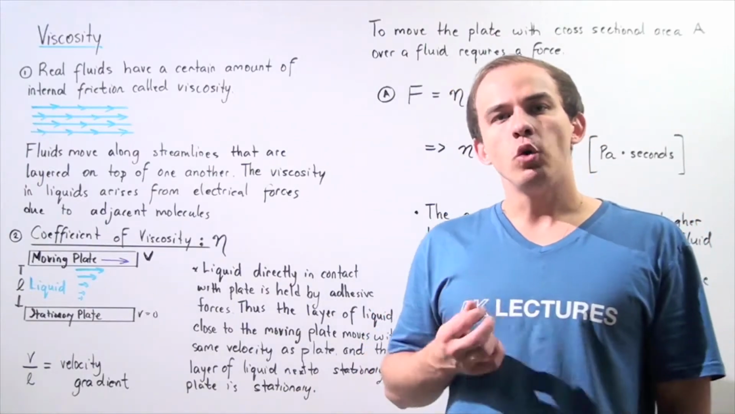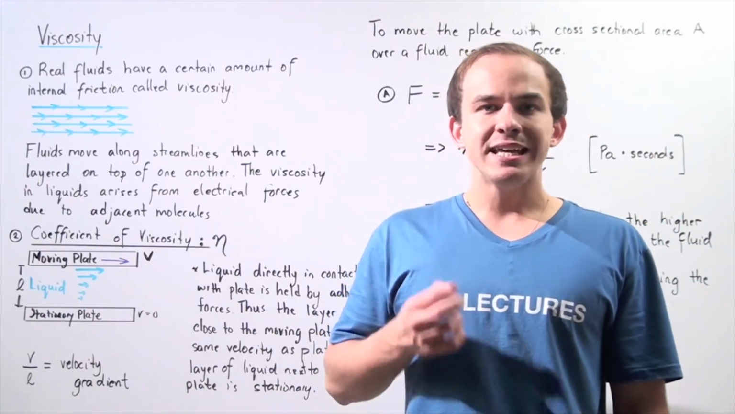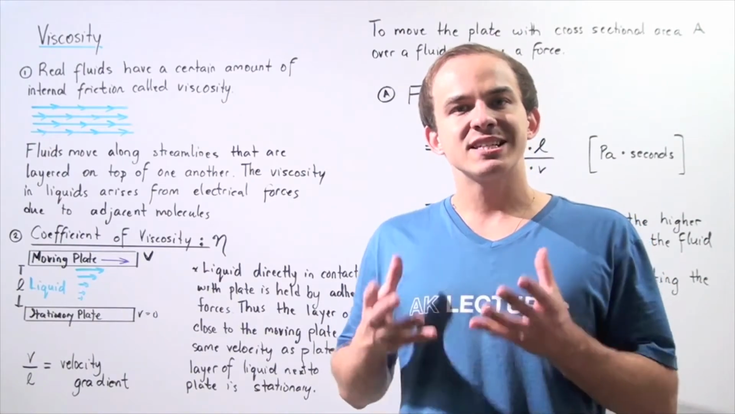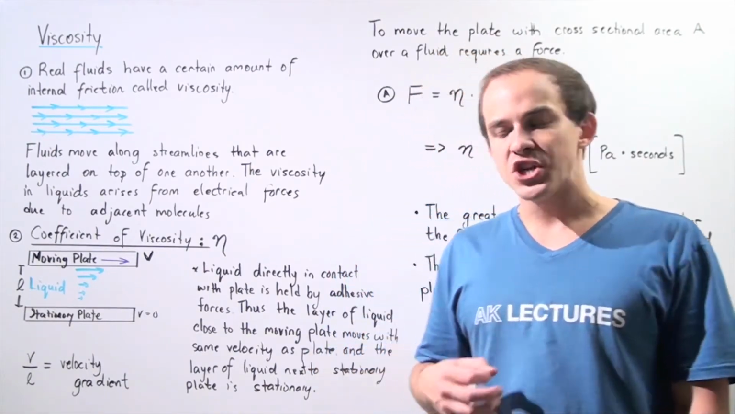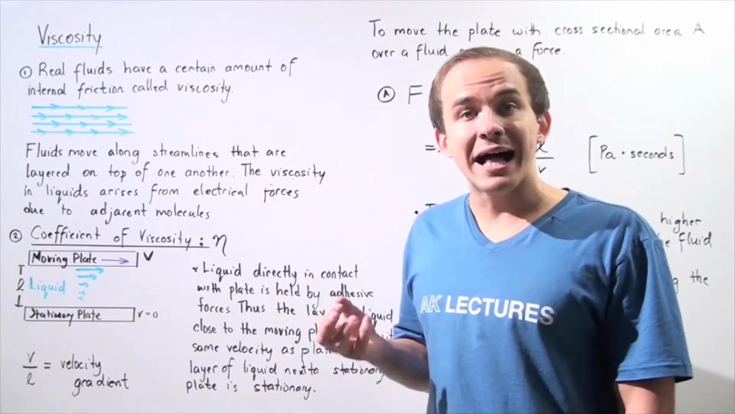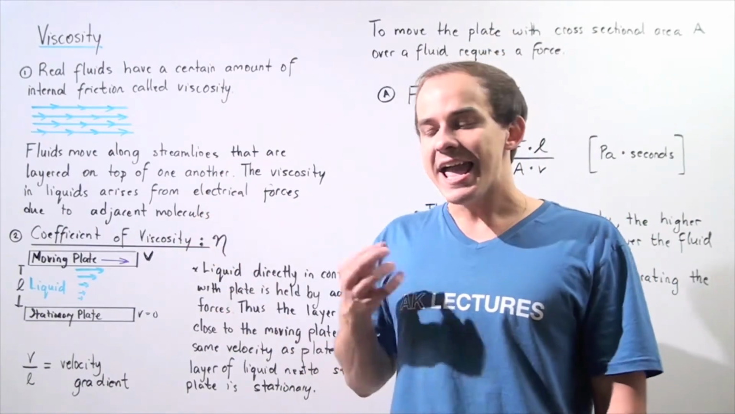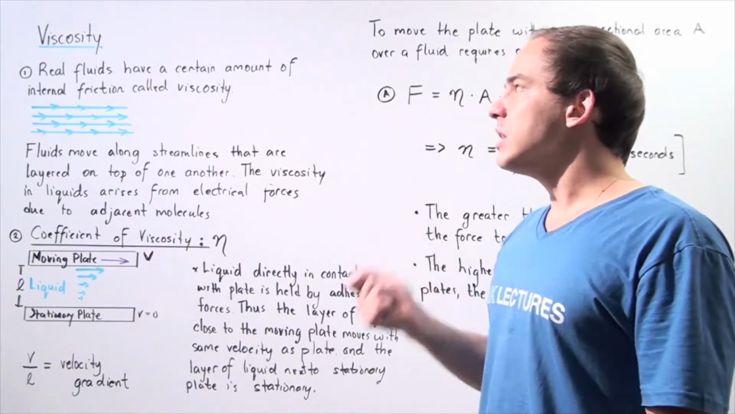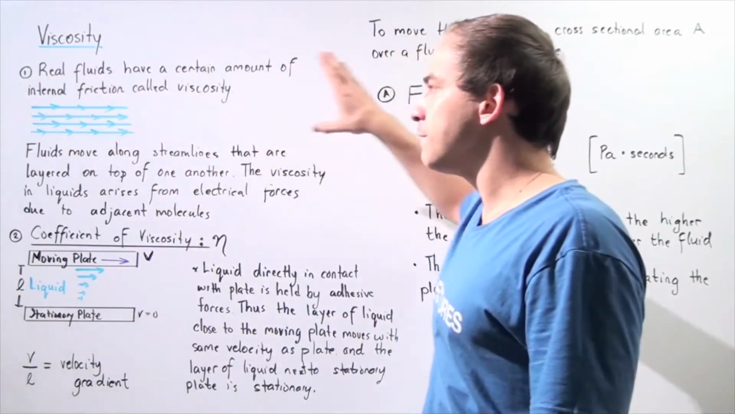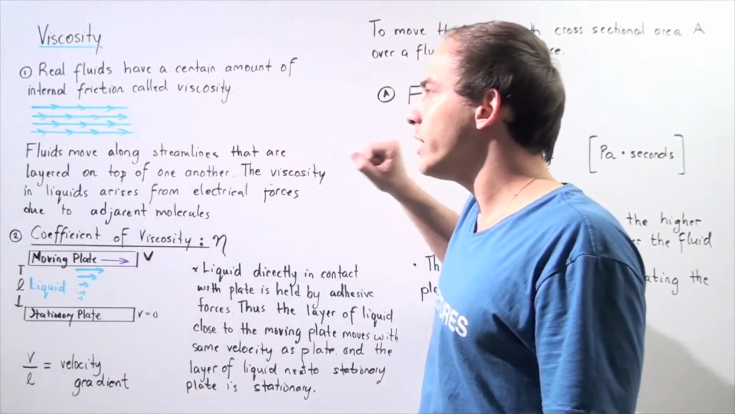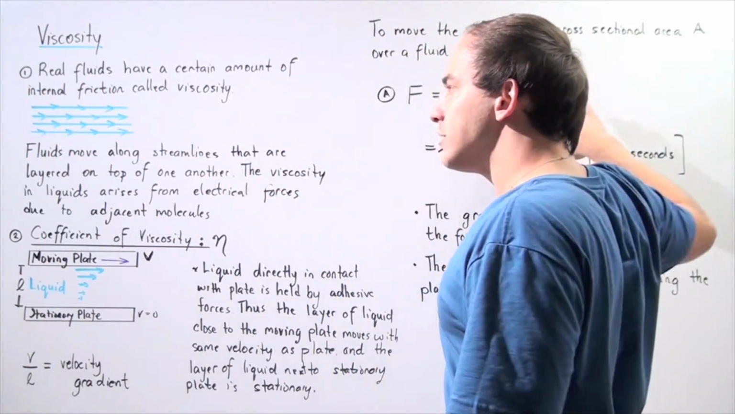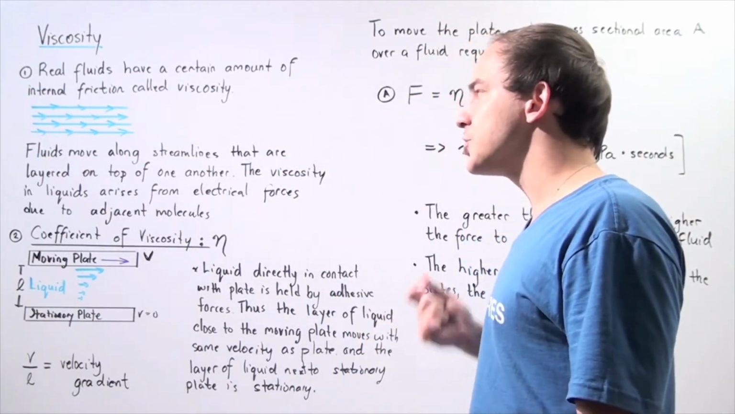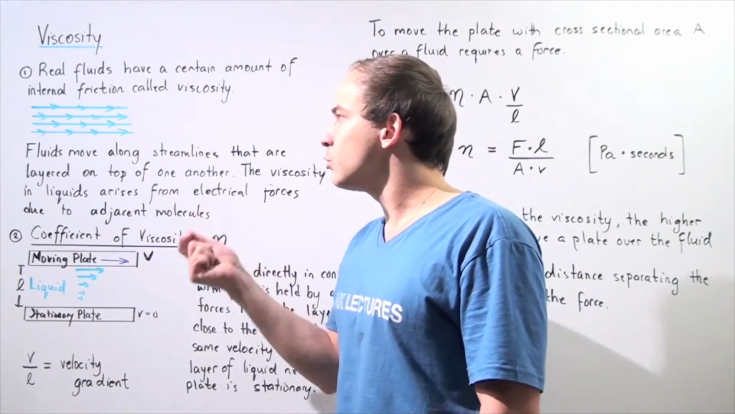As of now, we have only spoken about fluids in which there is no viscosity, but real fluids have a certain amount of internal friction, internal resistance, known as viscosity. So let's suppose we have the following liquid that is traveling along the following horizontal direction. Now, how exactly do liquids move?